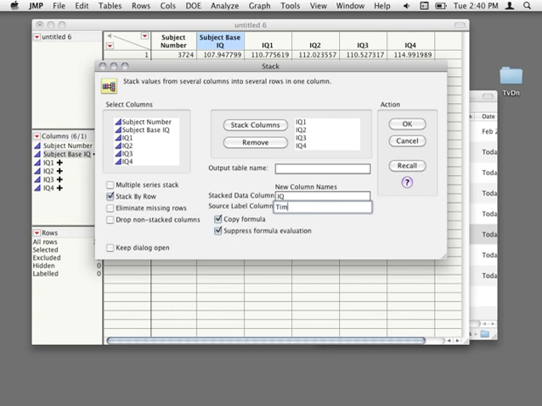I would put this as time, right? Because time is really what we're spanning across over 4 different weeks. It could also be weeks, whatever you want. Everything else you can just keep the same. Go ahead and hit OK.